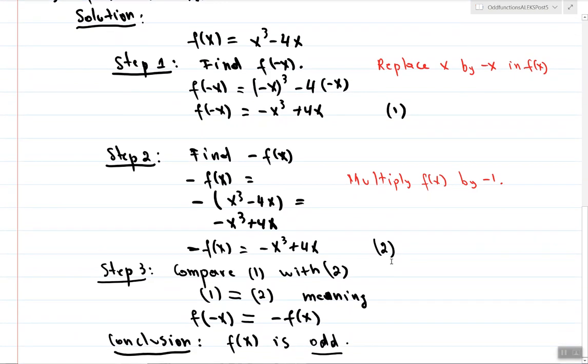So the third step is to compare equation 1 with equation 2. So we can see that equation 1, which is this, equals equation 2. Which basically means f of negative x equals negative f of x. In conclusion, we say that the function is odd.